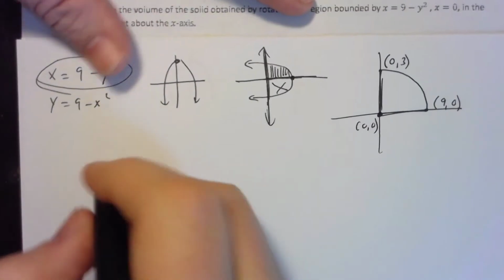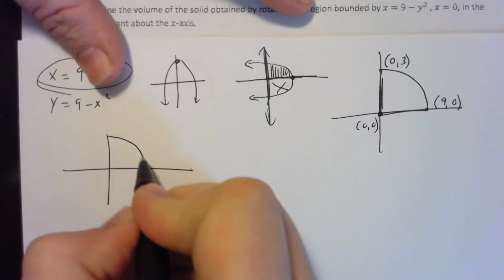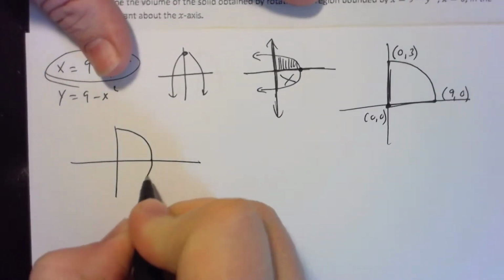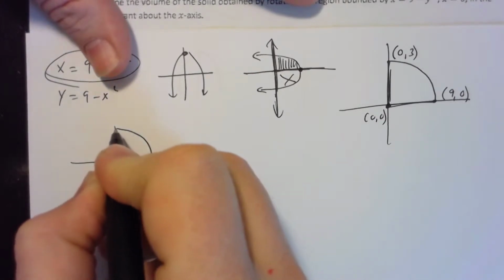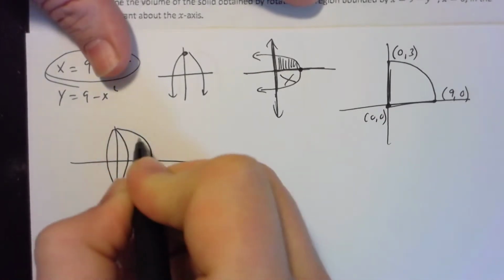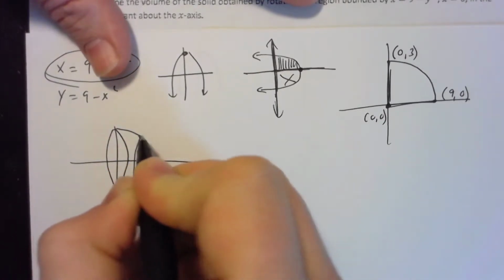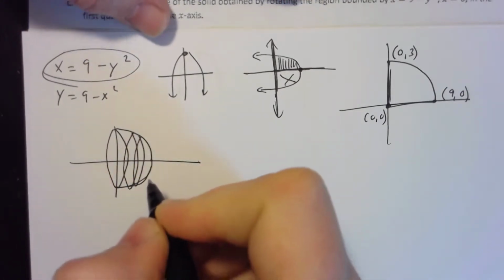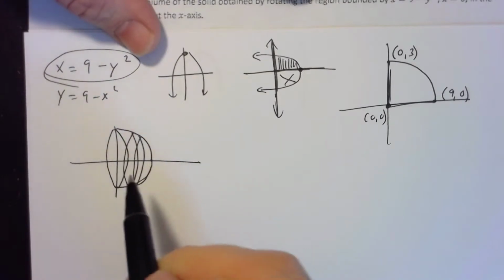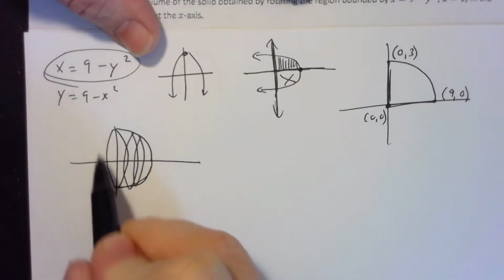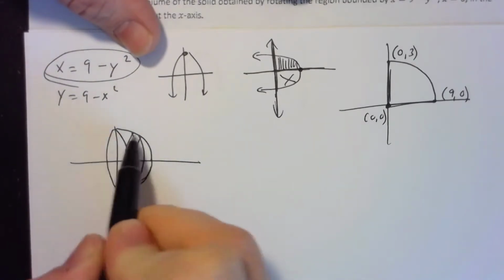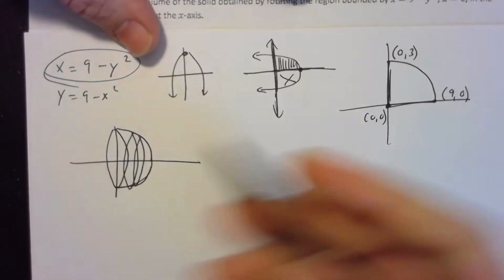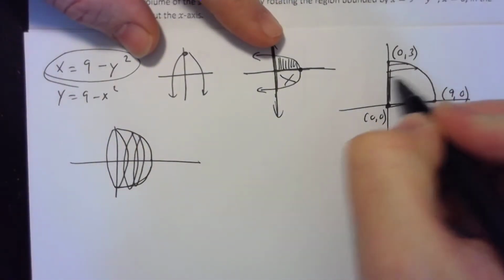Now I'm going to take that region and revolve it around the x-axis. Doing so will make it look something like this. And you'll notice as I'm drawing my circular cross sections that this is the way that the object is going to appear. Now keep in mind we're attempting to use the shell method. So the fact that this is revolving around the x-axis means that I actually want to cut it horizontally. So that means I'm going to cut this region like this.